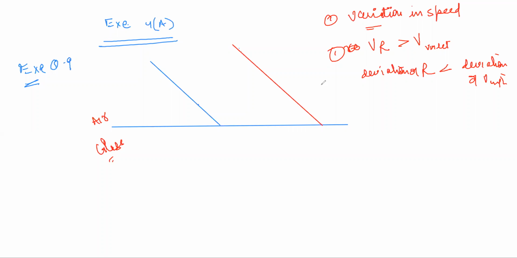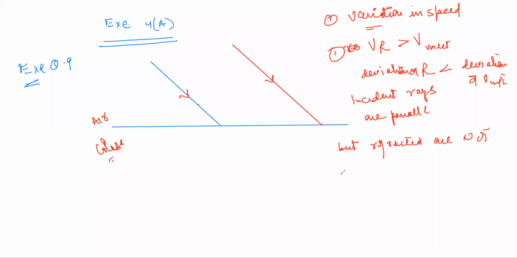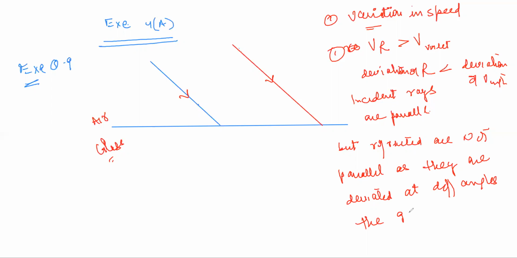So although the incident rays are parallel to each other, the refracted rays are not parallel, as they are deviated at different angles through the glass surface. They are deviated separately at the glass surface.